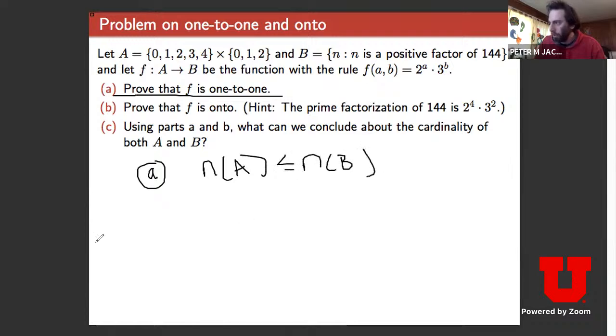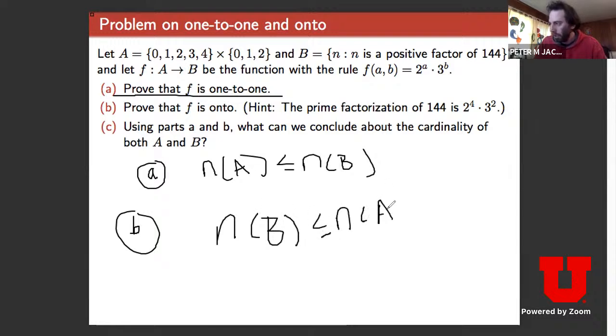And then from part B, we know that f is onto. So that means that for every element in B, we found a corresponding element in A. Based on this fact alone, there could be more elements in A than there are in B, but we know that for every element in B, there is an element in A. So from this, we would have that the cardinality of B is less than or equal to the cardinality of A. And from both of these things together, we have that the cardinalities of the two sets are the same.